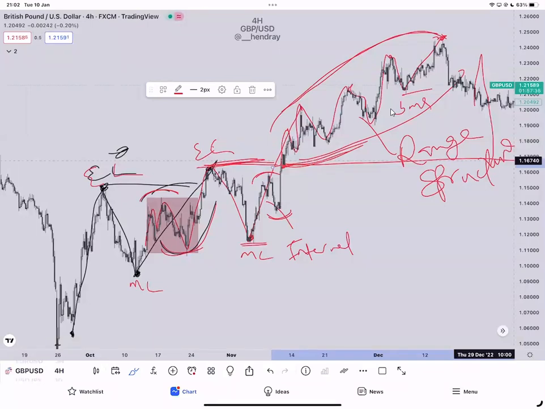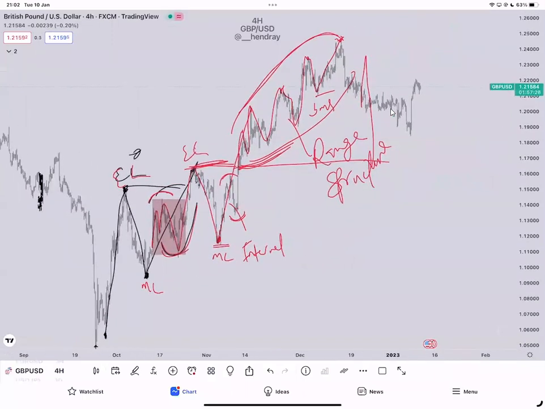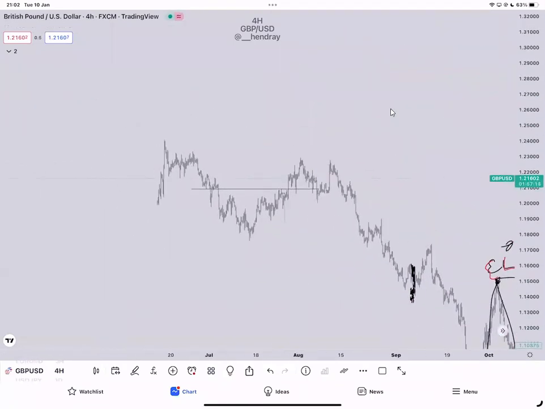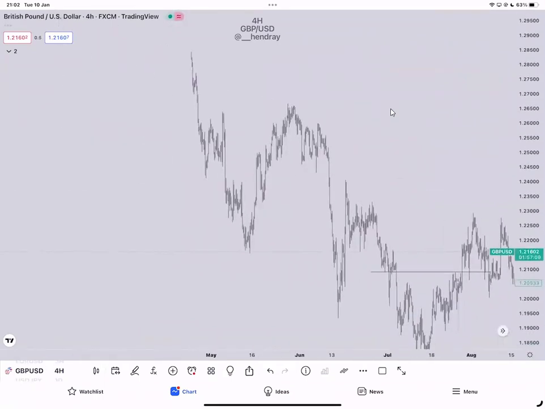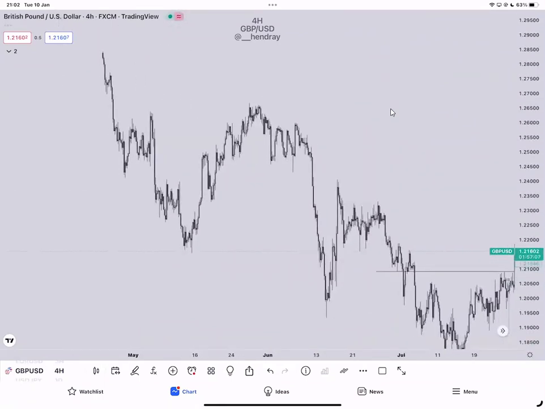But this is just identification of internal structure and range structure. I hope that makes sense. All those guys are range structure. It is as simple as that.